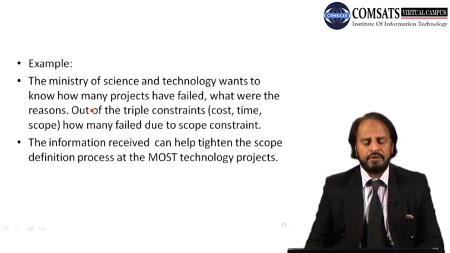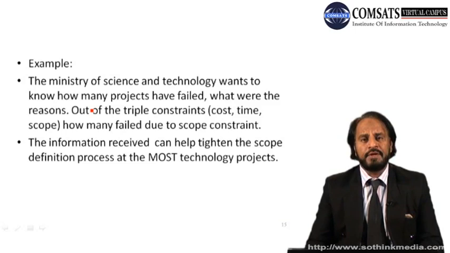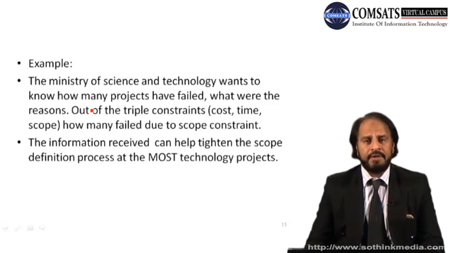Now, the Ministry of Science and Technology might like to know how many projects have failed, and what were the reasons. Out of the triple constraint of cost, time, and scope, how many failed due to the scope constraint. Getting this kind of information, that is, how many failed and how many failed due to the scope constraint, might help the management, the ministry, to tighten up the scope definition, so that the cause of the failure could be reduced.